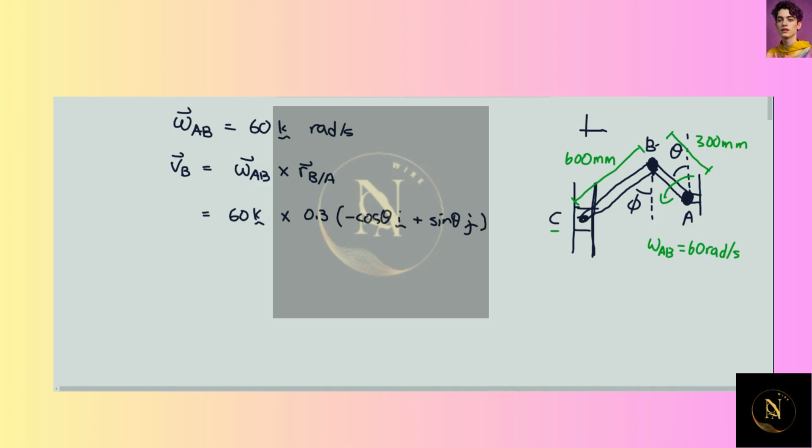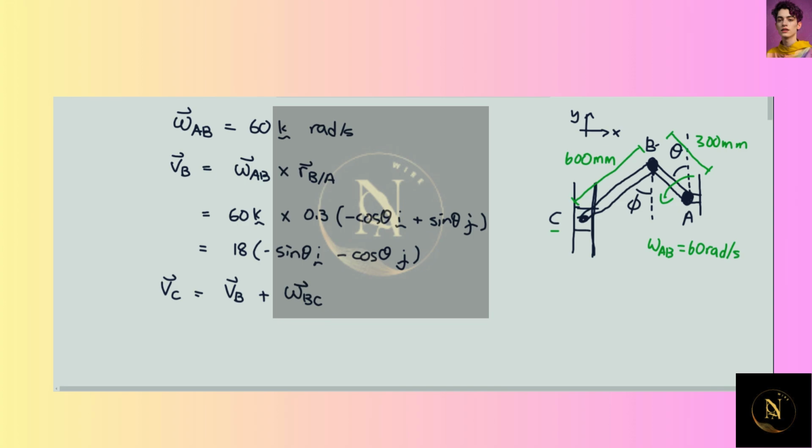Again, this is our coordinate system, and the origin is at A. In this case, after we multiply, we get 18 times minus sine theta i minus cosine theta j. So k cross i gives j, so with a minus sign gives minus j, and k cross j gives minus i. And then we have vC equals vB. This is the relative velocity equation.